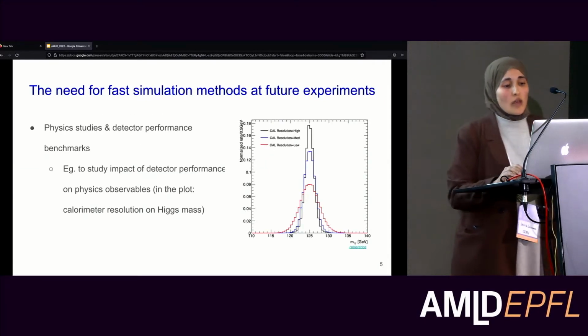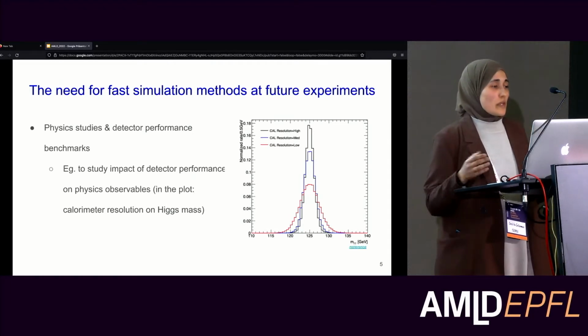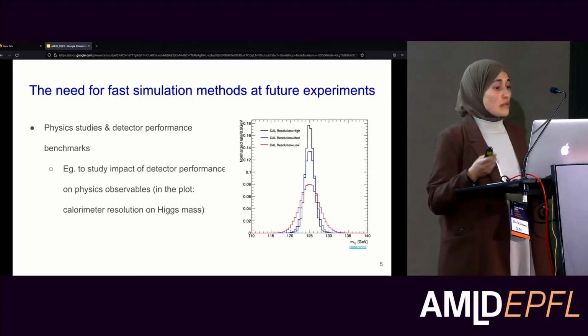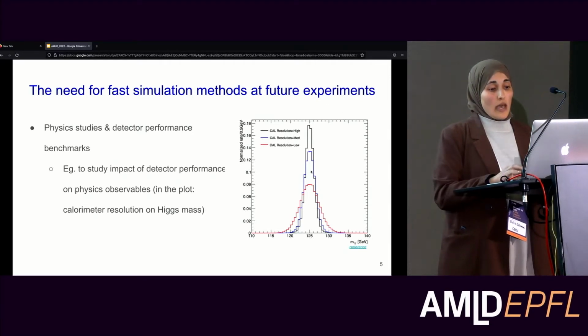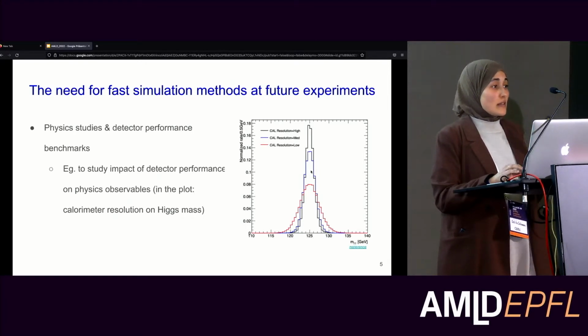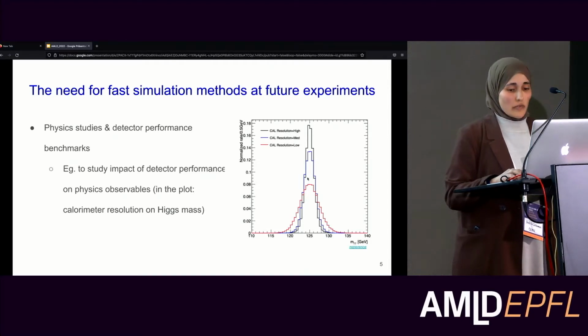Another application of fast simulation approaches, and this concerns more future experiments where we don't have a detector built, but we want to do physics studies and detector performance. So here you can see with the fast simulation approach how we can decide on the calorimeter resolution by looking at the physics observable, which is the Higgs mass peak.